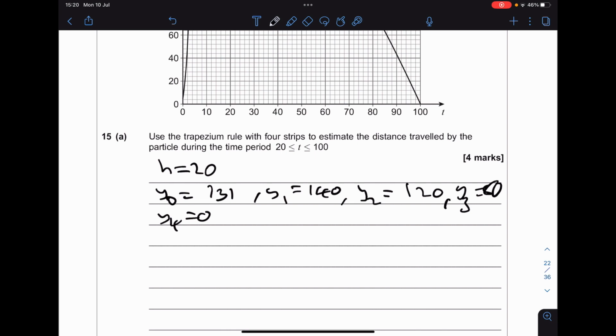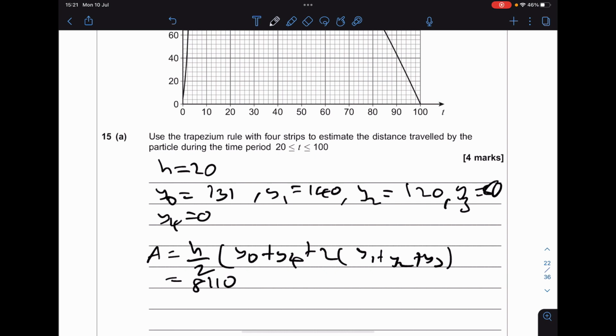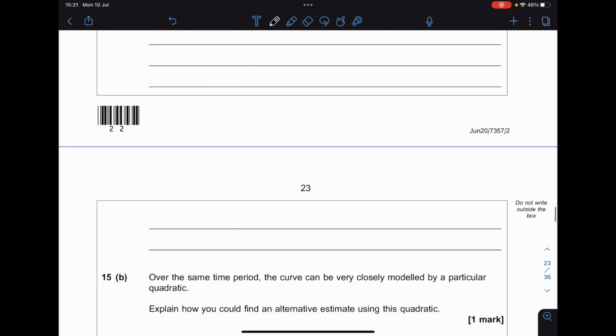Okay, so the area that we want is height divided by 2 of the first and the last plus 2 lots of the in-betweeners, which is 8110 according to my calculator. That one I have to do in the calculator, not in my head.